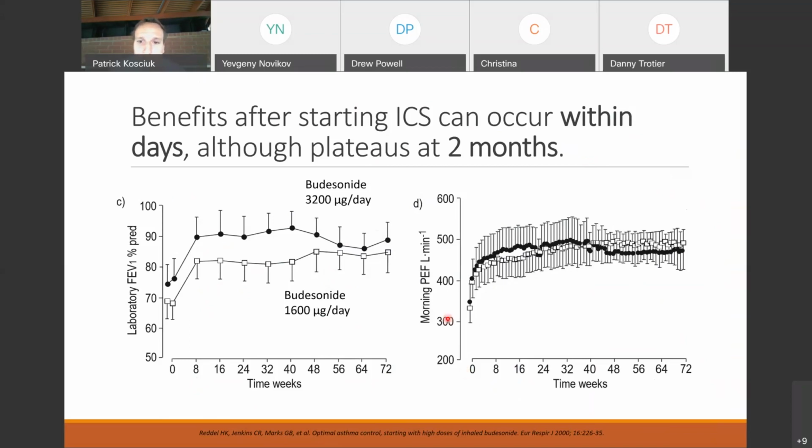And you can also see it here, right? Morning peak expiratory flow meter. Again, the nocturnal morning symptoms, you start getting the best benefit at about 8 weeks as well, 2 months.